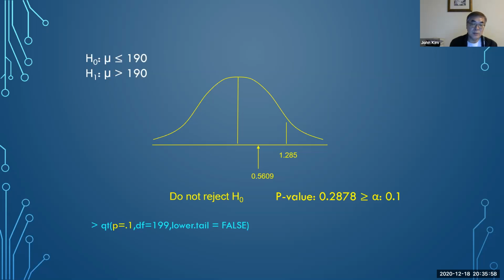So based on this test result, we can say the sales is not greater than 190. Because we do not reject the null hypothesis, that means we accept the null hypothesis. So we can say the sales is not greater than 190.